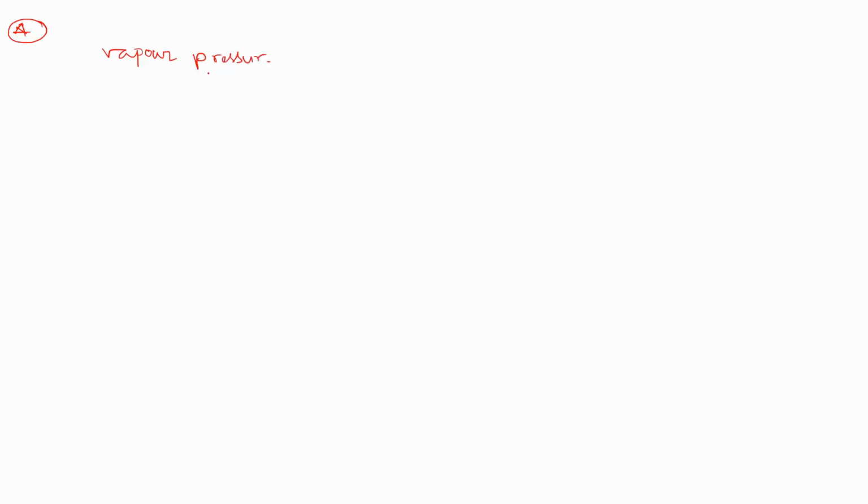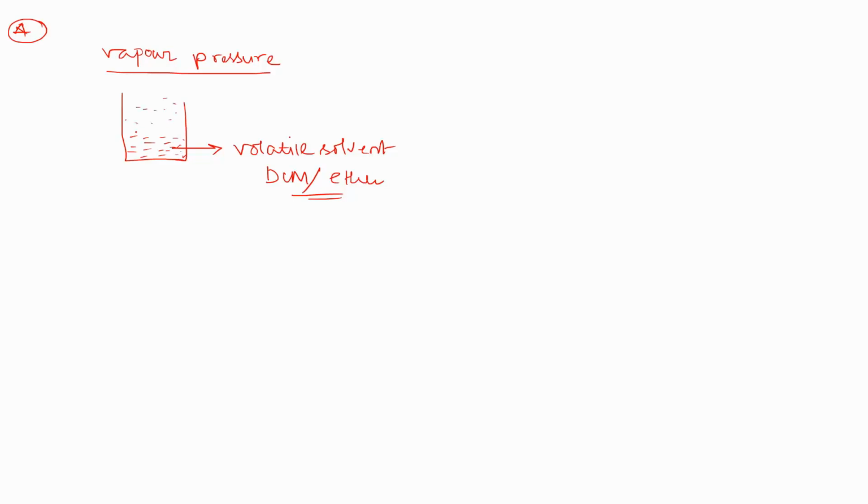That is important. This is a glass. It contains a volatile solvent, like DCM or ether. This type of volatile solvent is there in this glass. Volatile solvent means that there will be a gaseous phase of the solvent over the solvent surface. So this is the gaseous phase and this is the liquid phase.